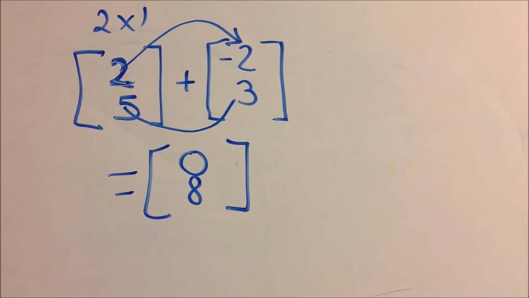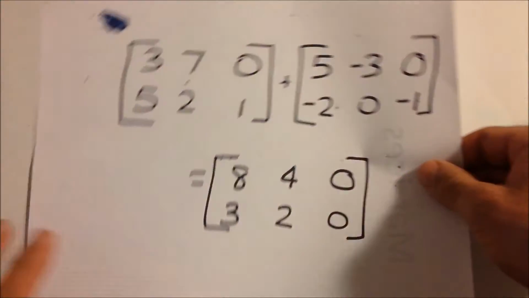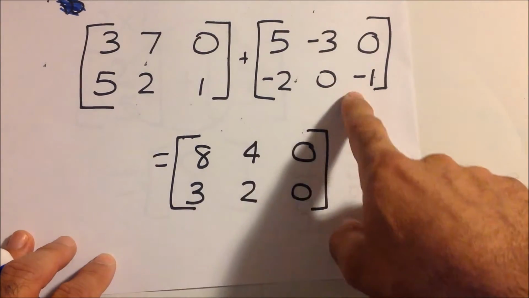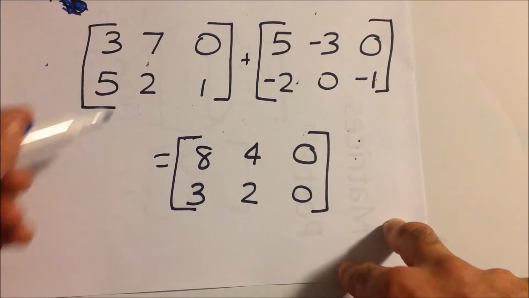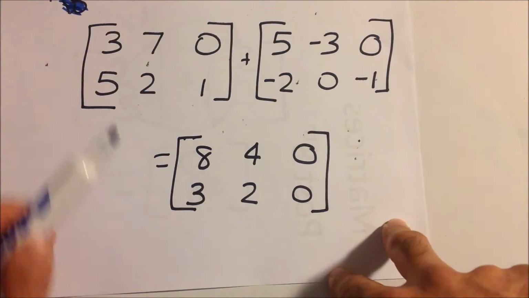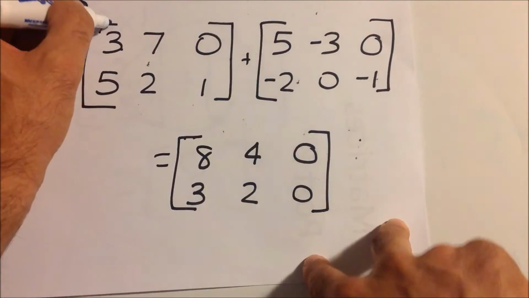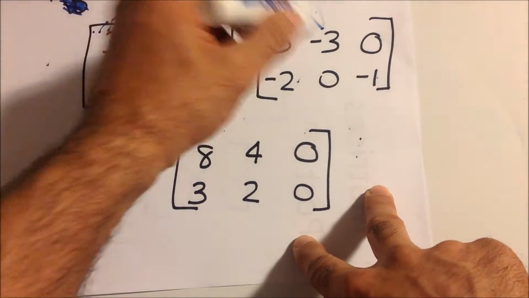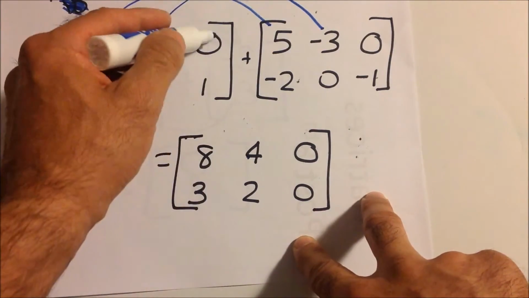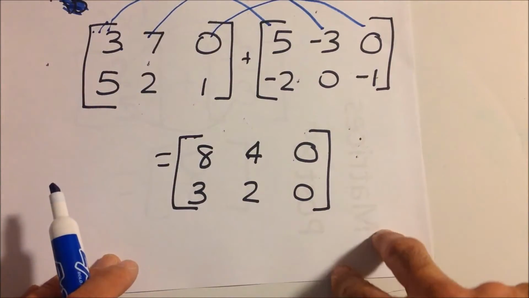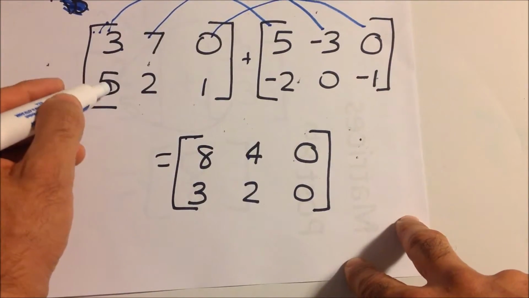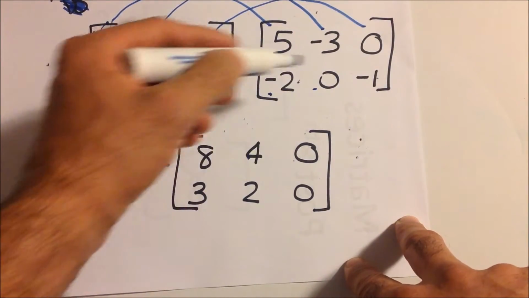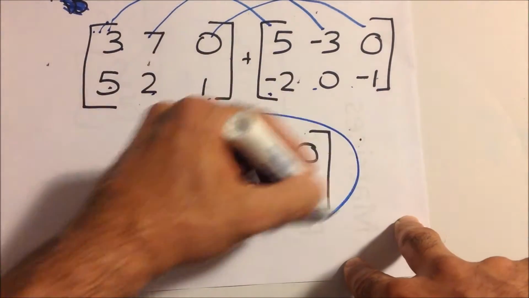So let's do another example. Okay, so here I have a 2 by 3 matrix. I'm going to add it to another 2 by 3 matrix. You want to add each element with its corresponding element in the other matrix. So 3, we're going to add the 3 to the 5. 3 plus 5 is 8. 7 plus negative 3 is 4. 0 plus 0 is 0. And the same for the others. 5 plus negative 2 is 3. 2 plus 0 is 2. And 1 plus negative 1 is 0. So this is the answer.